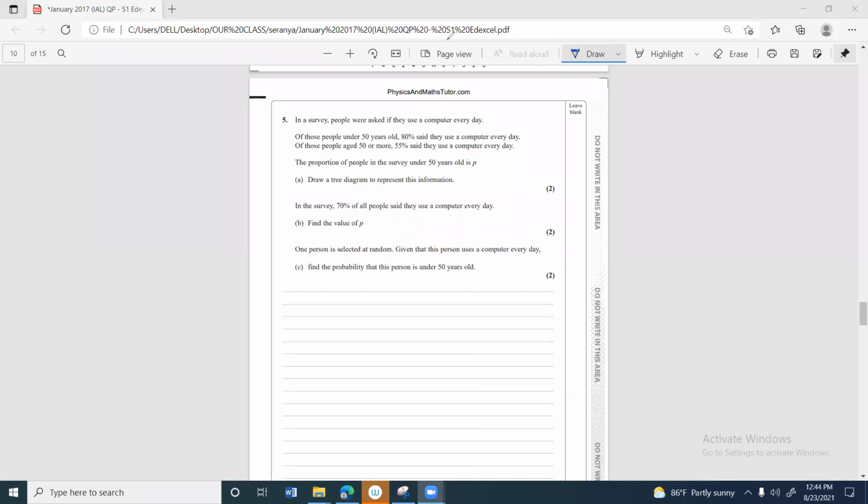Right. If you come up with this question today: in a survey, people were asked if they used a computer every day. Of people under 50 years, 80% said they use a computer every day. Of people 50 or above, 55% say they use a computer every day. The proportion of the people in the survey under 50 years old is P. So we can go into the tree diagram very easily for this question. Initially we have two categories: below 50 and above 50. Below 50 proportion is P. Therefore, this value should be 1 minus P. It's obvious because we know that the addition of these two branches should be 1, right?